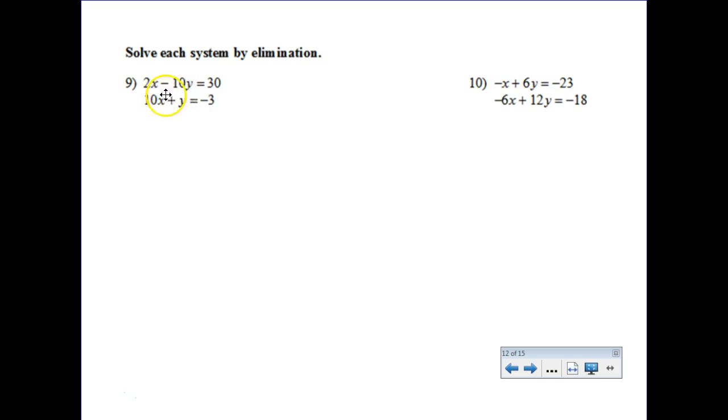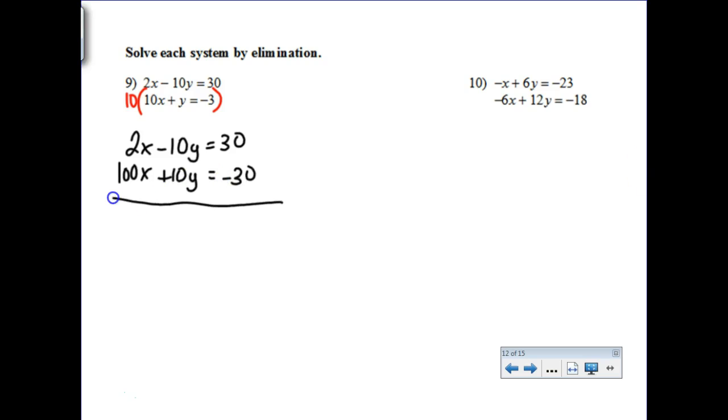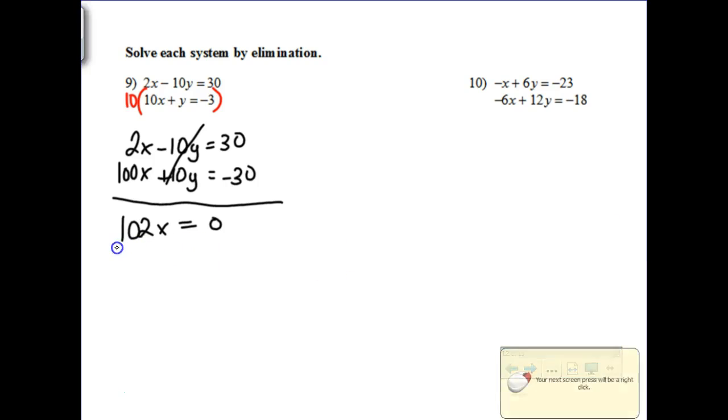So what if I made this a 10y, a positive 10y, simply by multiplying by a 10? So my new system is 2x minus 10y equals 30, but the bottom equation is now, ooh, gross, 100x plus 10y equals negative 30. Oh, I was worried for a minute because I thought it was going to be a fraction, but I see what's going to happen now. We have 102x. These are gone. Equals 0. Remember, we talked about this on a previous question. Don't panic when a 0 shows up. A 0 is a number. So x equals 0.